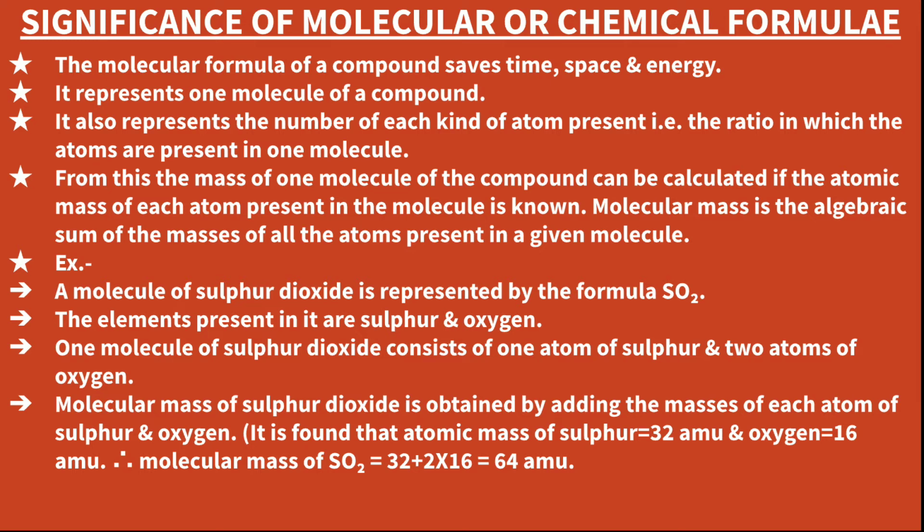Now for this, the mass of one molecule of a compound can be calculated if the atomic mass of each element present in the molecule is known. If we know the atoms which are present in the molecule and their atomic masses, then we can find out the mass of one molecule of that compound. Molecular mass is the algebraic sum of the masses of all the atoms present in the given molecule.